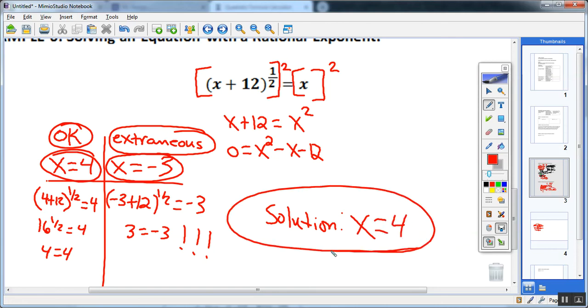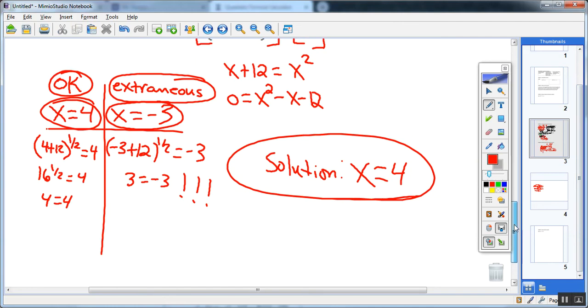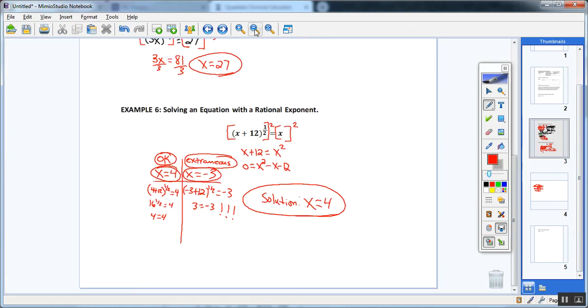You guys get this exponent part, how to get rid of rational exponents, make them go away. Again, isolate anything with a rational exponent, make it go away by raising it to the reciprocal of that rational exponent. And you're kind of on your way there. All right, so let's see what's ahead here. Any questions about anything on that page, kids?